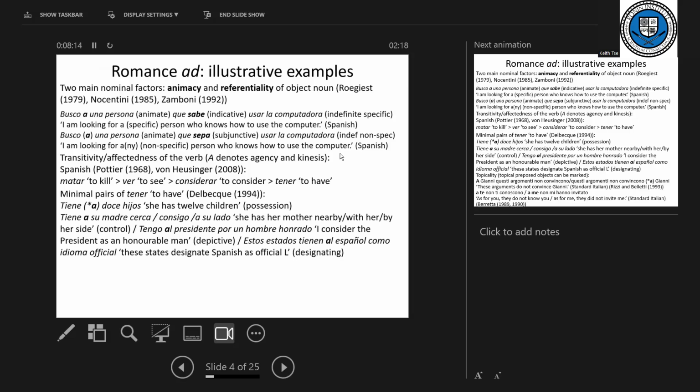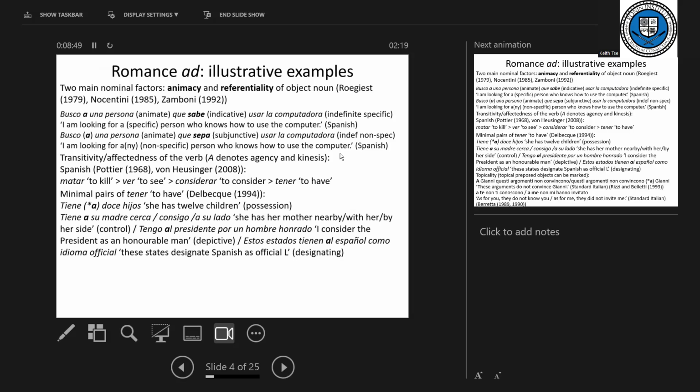So this isn't so much possession as control. The subject has his or her mother with him or her. So it can be shown to exert control over the object. And also depicted uses. You can say que tengo al presidente por un hombre honrado. So here, we take the object and we have it depicted as something else. So, tengo al presidente por un hombre honrado, etc.